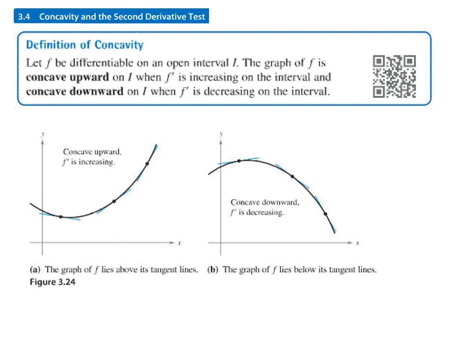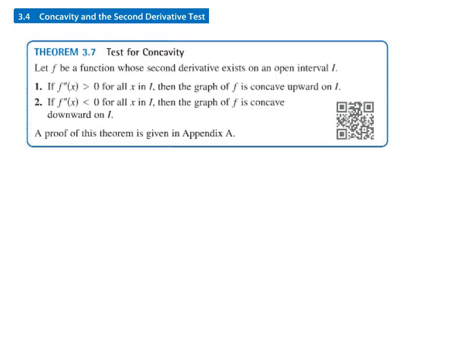So we look at this. There's the picture of what it looks like. The test for concavity, though, is working with the second derivative. So not just finding the first derivative, but you also have to find the second derivative.